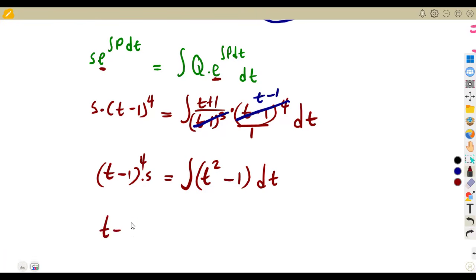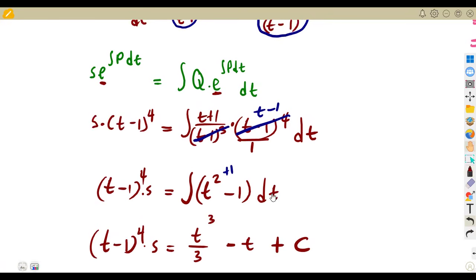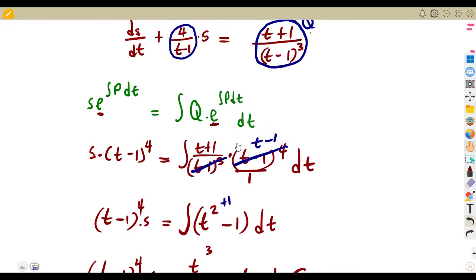So it's going to be (t minus 1) to the exponent of 4 times s is equal to, and we have to integrate each part. Remember for integration, we add 1 to the exponent. So t squared becomes t to the exponent of 3, and we divide by the new exponent. The integral of 1 with respect to t is going to give us minus t, plus the constant of integration. So that is for the general solution. We are done, and we leave it with the constant of integration.